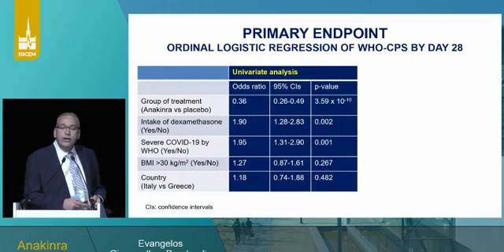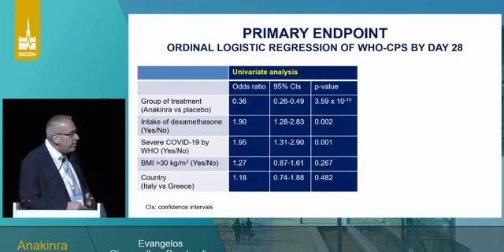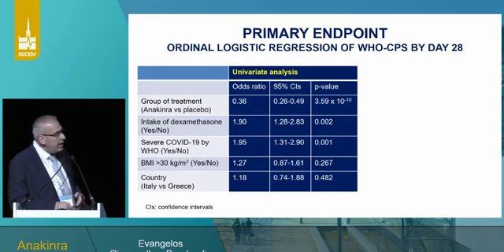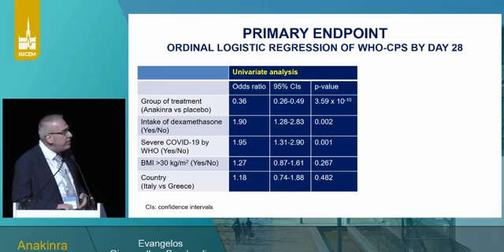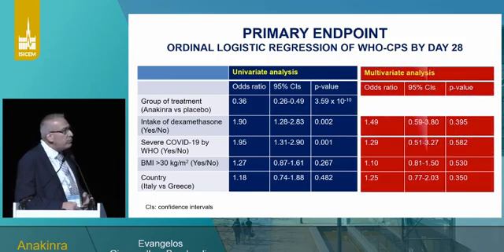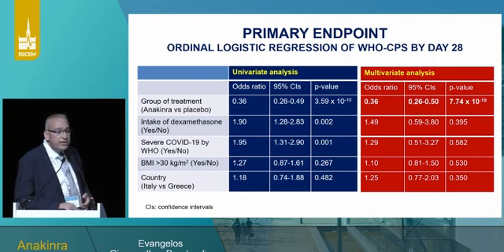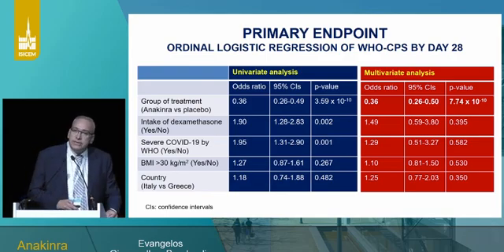This is the logistic regression analysis. The covariates entered in the model. We have been asked in our statistical analysis plan by the European Medicines Agency for that, is the intake of dexamethasone, is severity, BMI, and also the geographic region. I would like to stick in the multivariate model. The only variable which is affecting the outcome of the patients in an impressive approach, look at the p-value there, is treatment with anakinra.